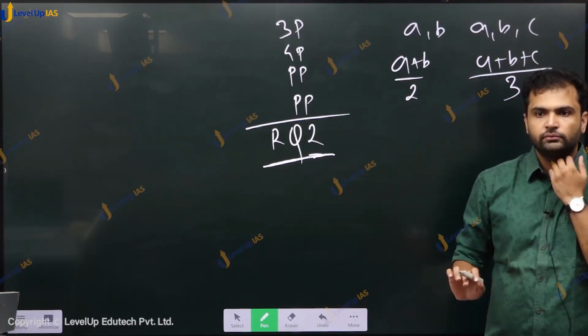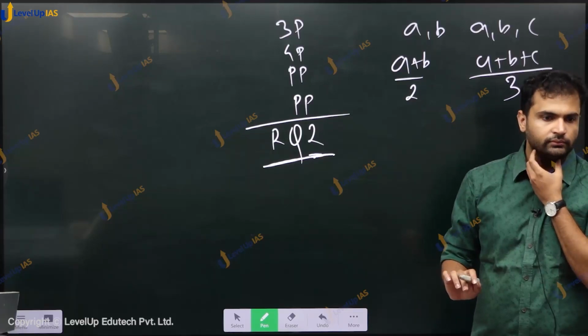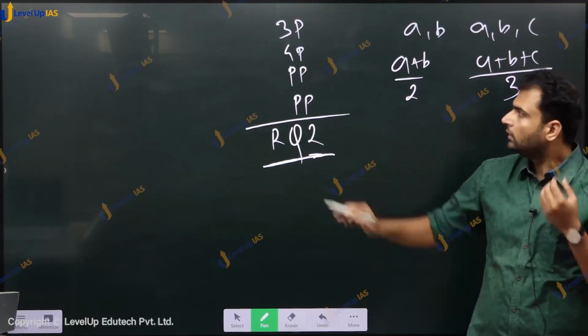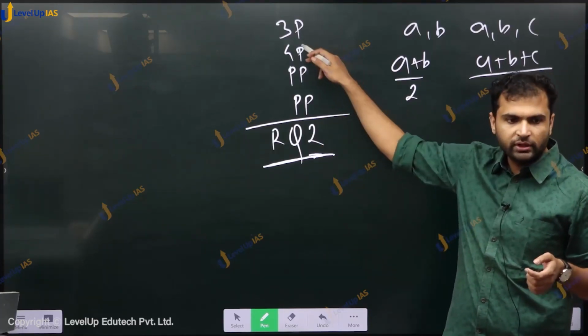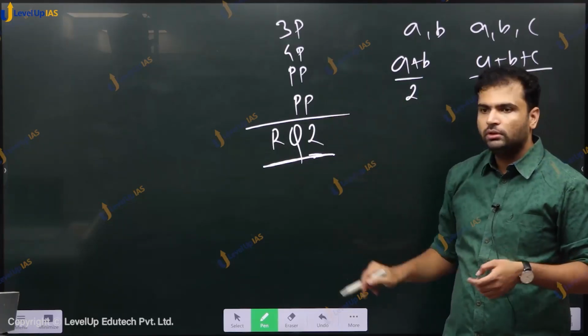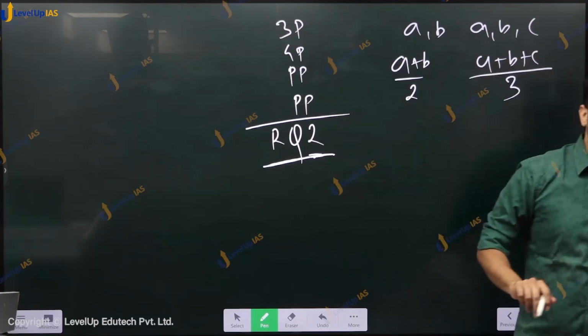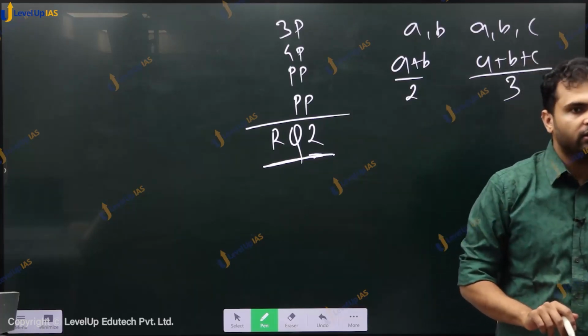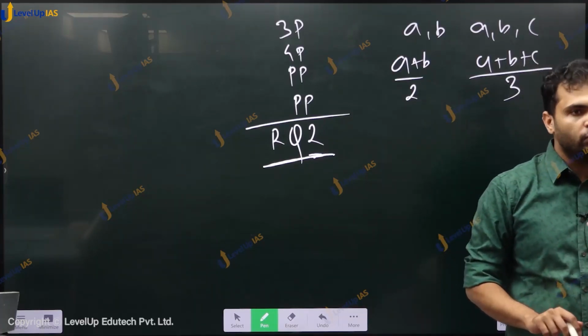3 or 8? 3, 3, 3, 3. 3 plus 3 plus 3 plus 3. 3 into 4 है ना वो. P into 4 should be 2. 1 into 4 के एंड में 4 आता है. 2 into 4 के एंड में 8 आता है. 3 into 4 के एंड में 12 का 2 आता है.